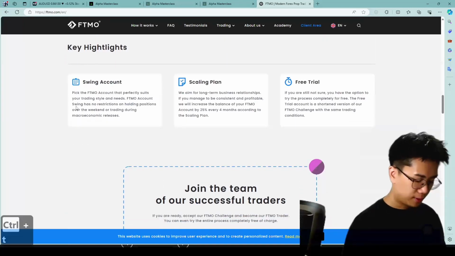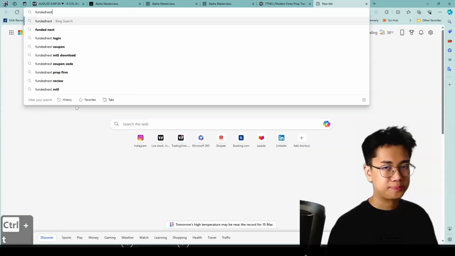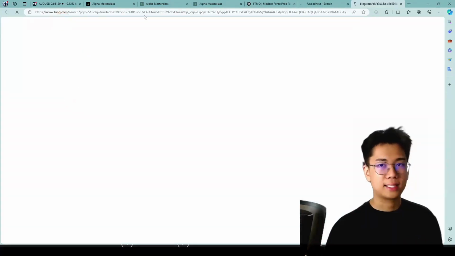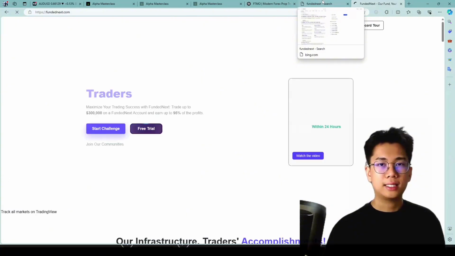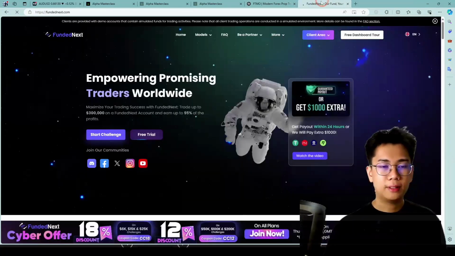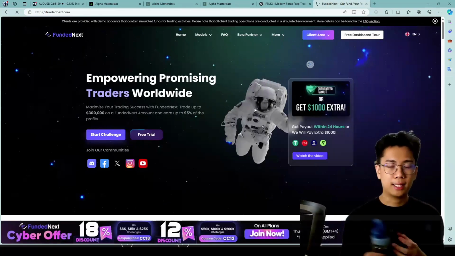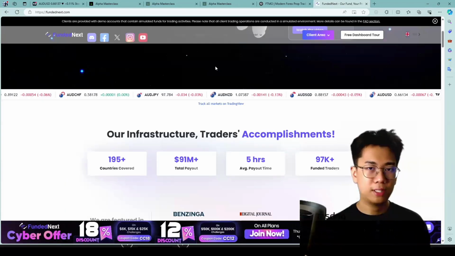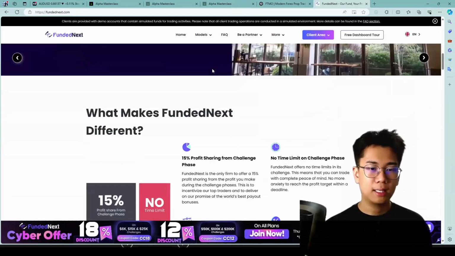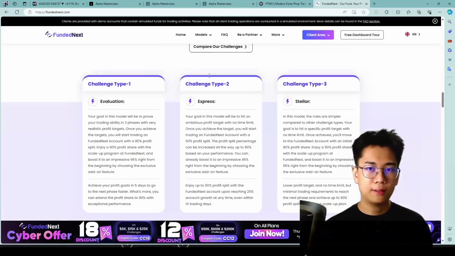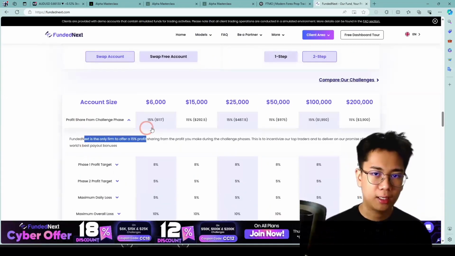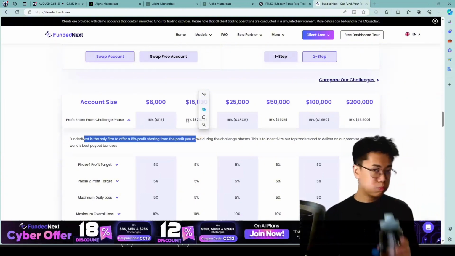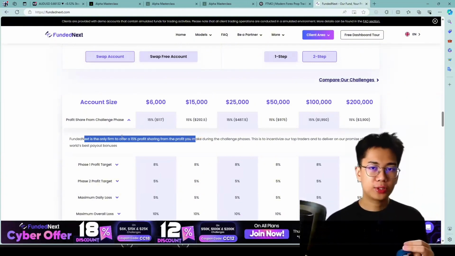And let's go to FundedNext next. Alright guys, you can type this in the chat box, FundedNext. This is another platform that is very popular and well known in the market. The difference between them and FTMO is that they have this thing called profit share during the phase. As you guys can see, right?